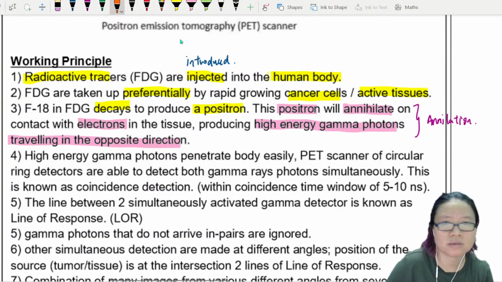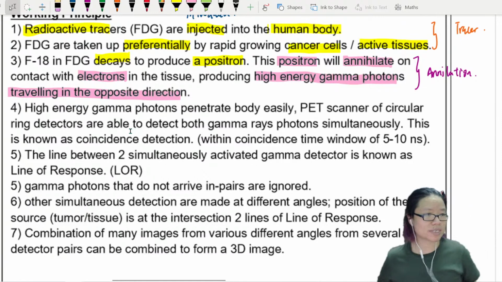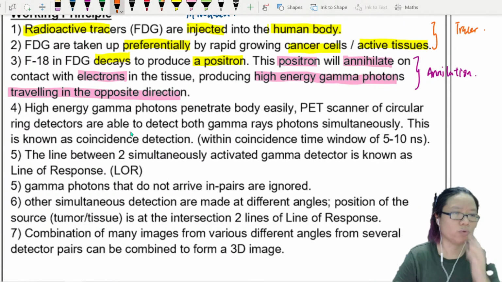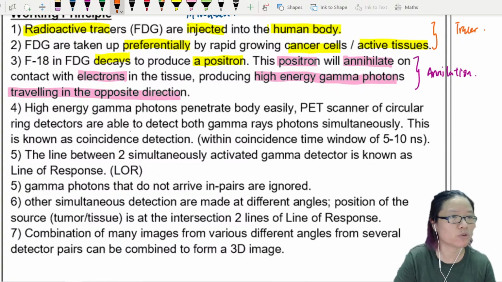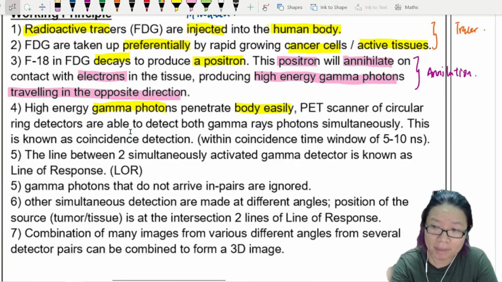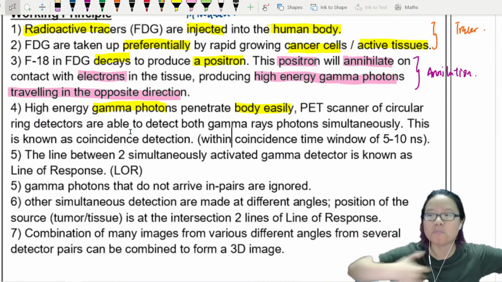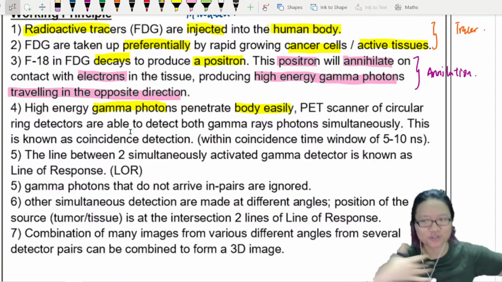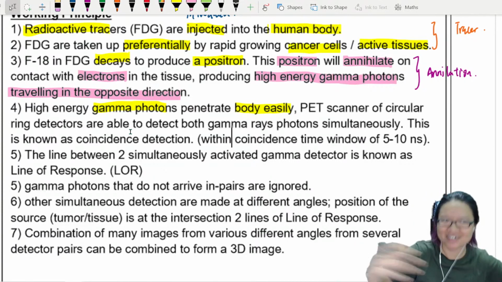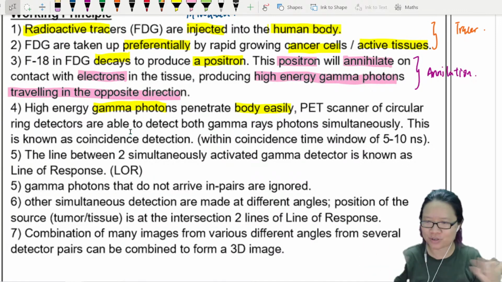This part here is about the tracer. And here onwards is about the scanning. So when we scan, we want to detect this high energy gamma photon, because gamma penetrates the body easily. If you think about the properties of alpha, beta and gamma, gamma can shoot out very fast and it penetrates. You need a few meters of lead, or a few meters of concrete wall, to block gamma. So this gamma photon looks at your body and goes, I can penetrate the body easily.